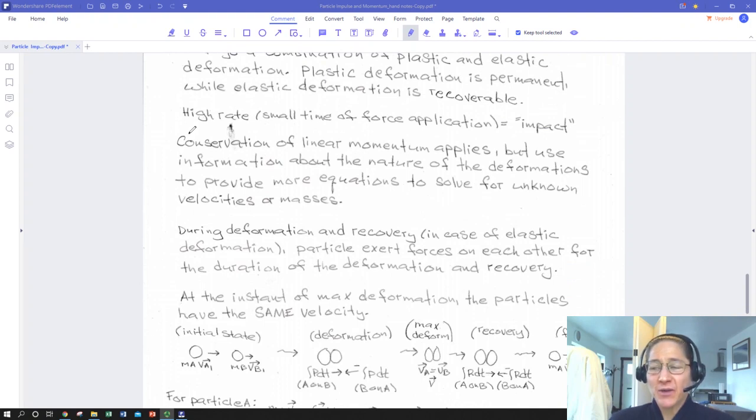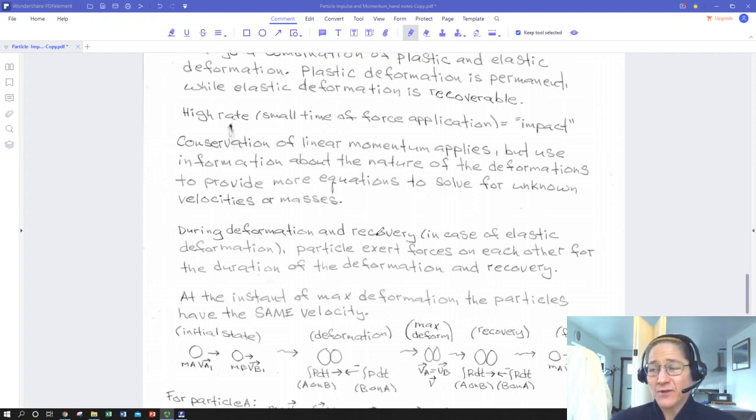Okay, during an impact, conservation of linear momentum applies. So ultimately, for the particles going in, you can sum their linear momentums. You can look at the particles exiting the impact collision and sum their linear momentums. Nothing will have changed, basically.